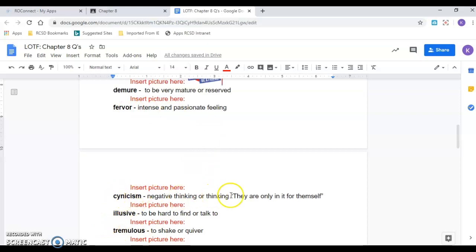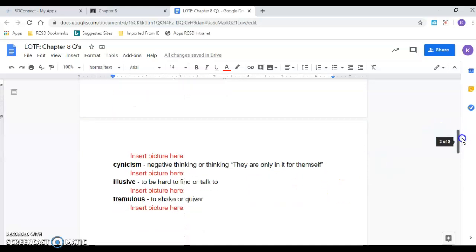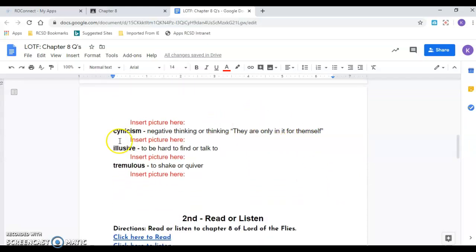Cynicism: negative thinking, they are only in it for themselves. The idea that people only care about themselves and they don't care about other people is cynicism. Find a picture for that. Elusive: to be hard to talk to. Jack is being elusive. He doesn't want Ralph to talk to him. He's just walking away from him whenever he tries to come talk to him.